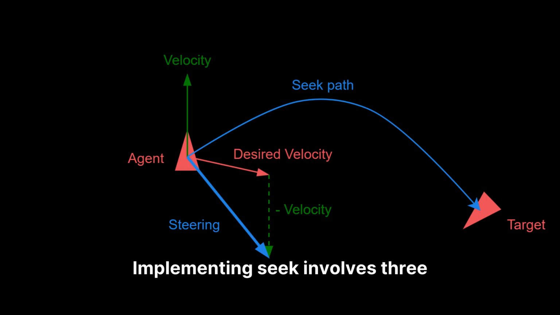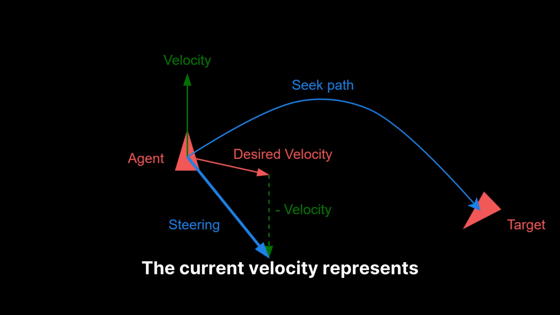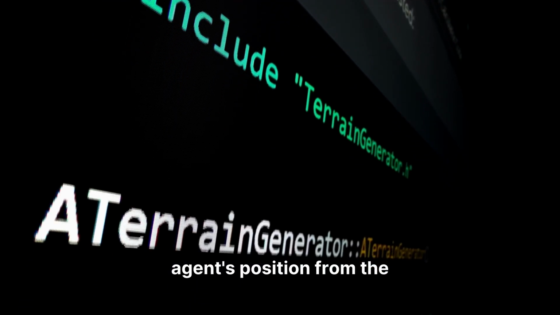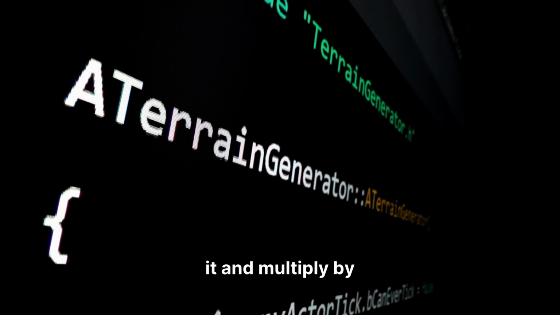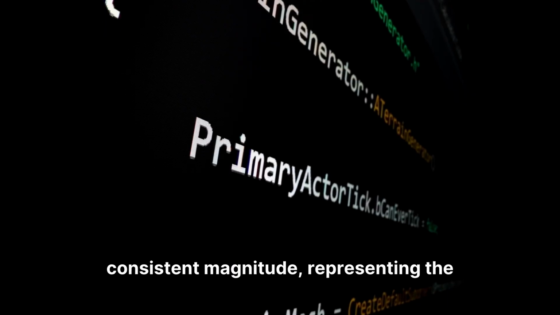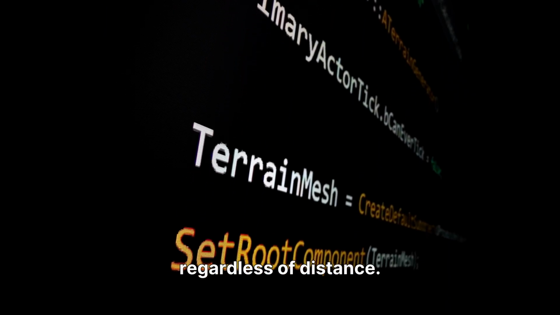Implementing seek involves three essential velocity vectors: current, desired, and steering velocity. The current velocity represents the agent's immediate movement, while the desired velocity points directly towards the target. The steering velocity is the force applied to bridge the gap between the current and desired movement, guiding the agent effectively. First, calculate the desired velocity by subtracting the agent's position from the target's position, then normalize it and multiply by max speed. This ensures the desired velocity vector has a consistent magnitude, representing the maximum speed at which the agent wants to move towards its target, regardless of distance.